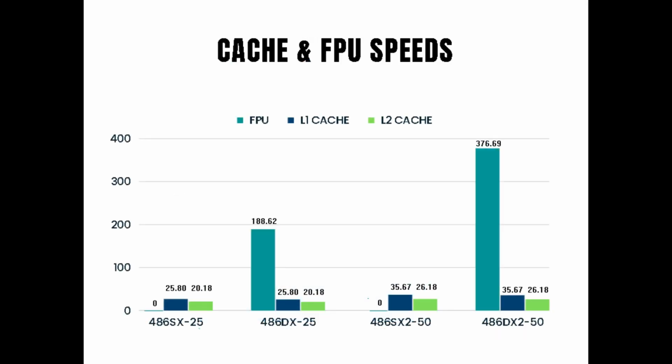And here's the full graph for the cache and FPU speeds. As you can see, there's 0 for the FPU for both the SX and SX2 processors, and there are scores for it for the DX. Like I said, the DX processors had a math coprocessor and the SXs didn't. But overall, just like in the previous graph, the SX and DX25s maintained about the same, with the exception of the floating point unit, and the SX2 and DX2 maintained roughly the same, with the exception of the floating point unit.